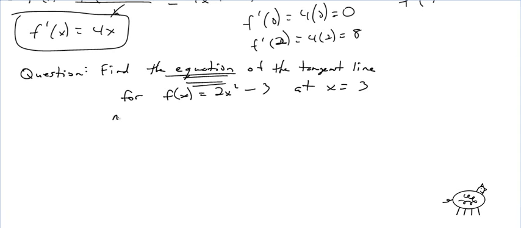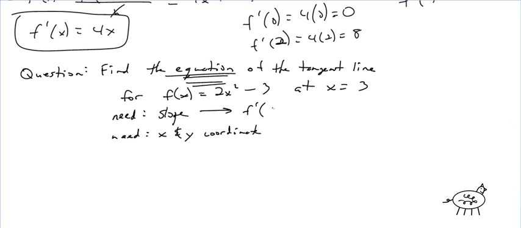So here, let me write this out. We need two things. We need the slope, and we need an x and y coordinate. Right? That's what we need for an equation. So our slope, of course, is f prime of 3. That's the slope of the tangent line, and that's just equal to 4 times 3, which is 12.